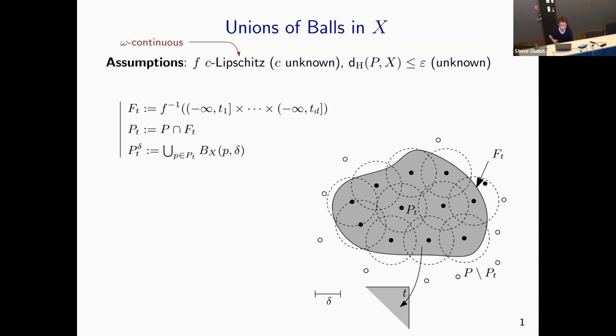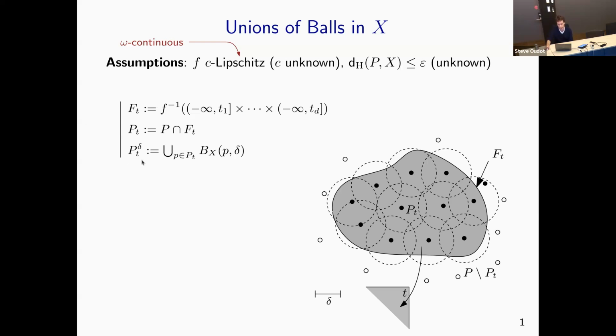So how does the interleaving with the sublevel sets work in this setting? Let me put up some notation. First of all, given my function f, I'm going to call capital F sub t the t sublevel set of f. It's the pre-image of this down set here. And now I'm going to call P sub t the trace of that sublevel set on my point cloud. In this picture, the sublevel set F t is in gray, and the trace on my point cloud is the set of points that are marked in black. The rest of the points, marked in white, are the data points that lie outside of the sublevel set.